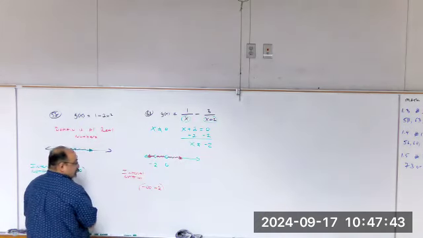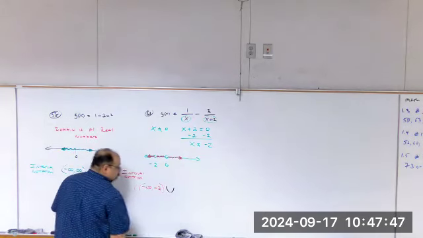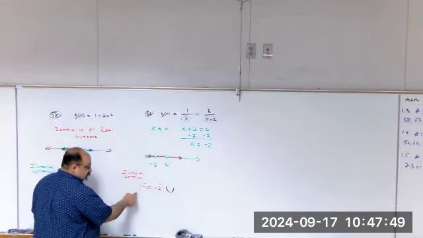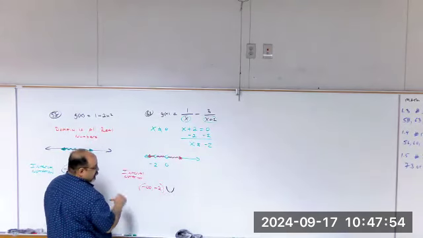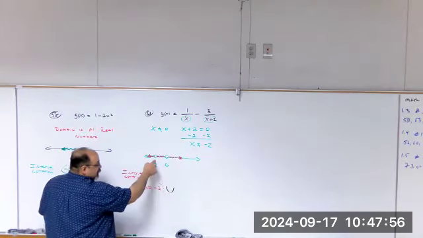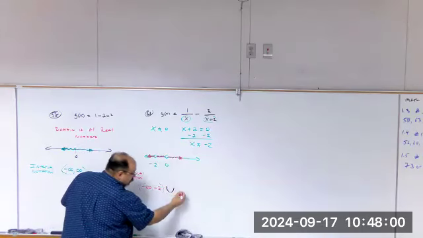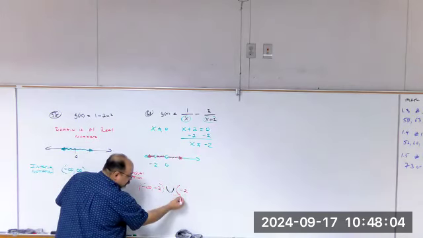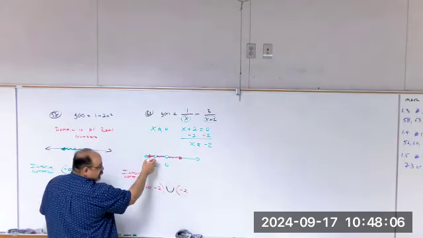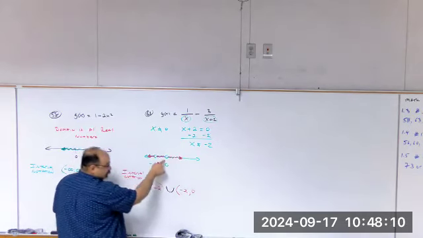Join together. Union. When you join something together, it's a union. This set joined together in a union with the next interval. The next interval is everything between negative 2 and 0. So it starts at negative 2, but it doesn't equal. So it's a parentheses. Everything from this negative 2 all the way up to 0, but it doesn't equal 0.